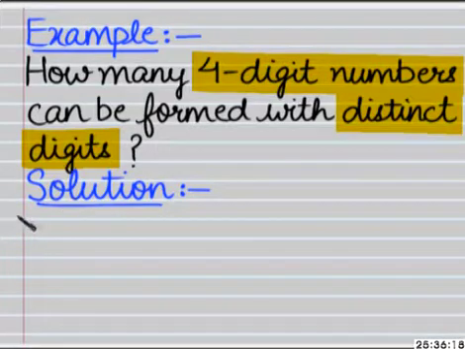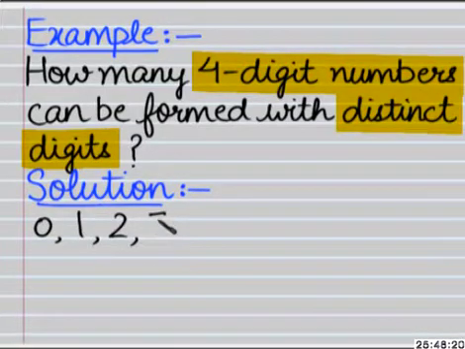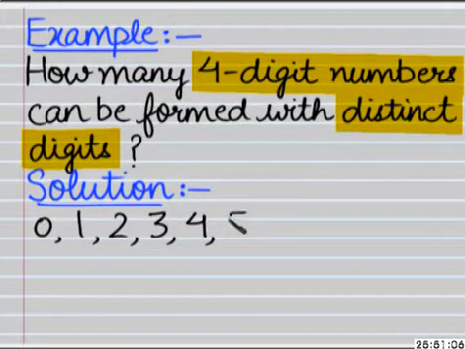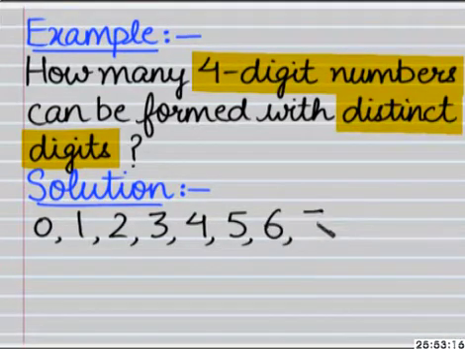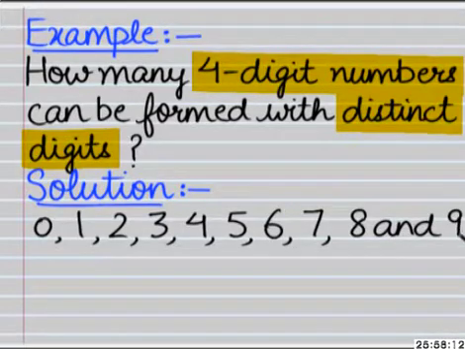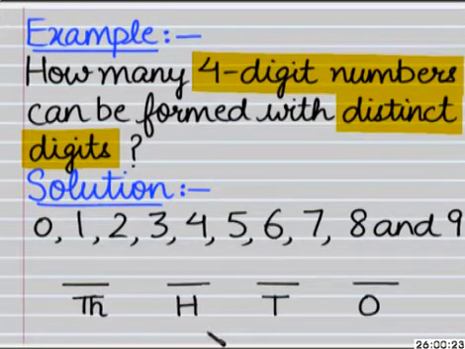Now let us see its solution. Now as we have 10 digits in all, that is 0, 1, 2, 3, 4, 5, 6, 7, 8 and 9. Now we have to form 4-digit numbers with distinct digits taking these 10 digits.